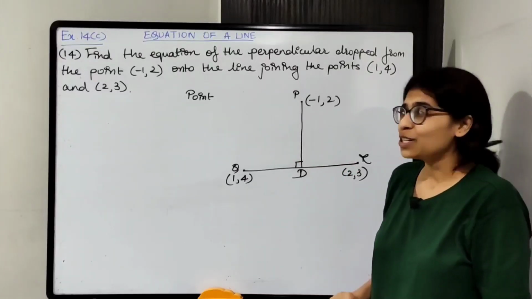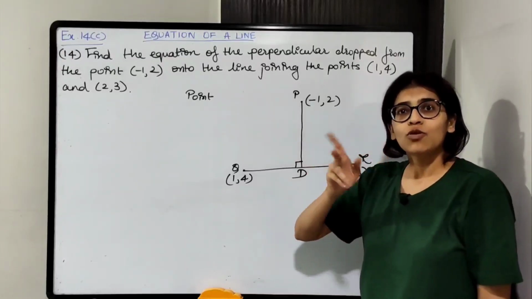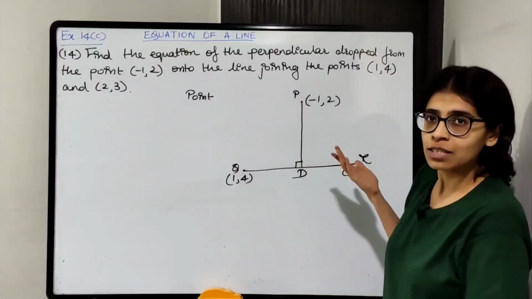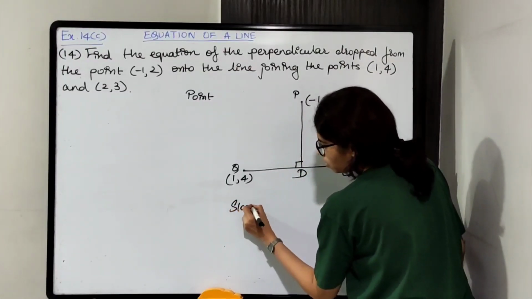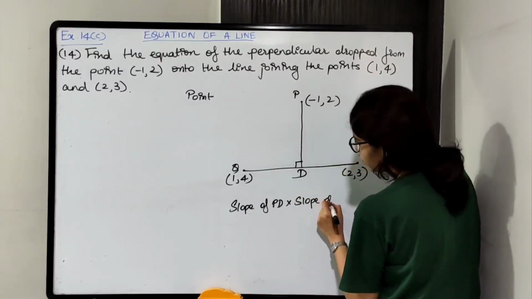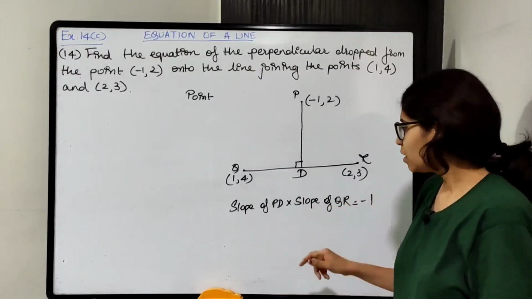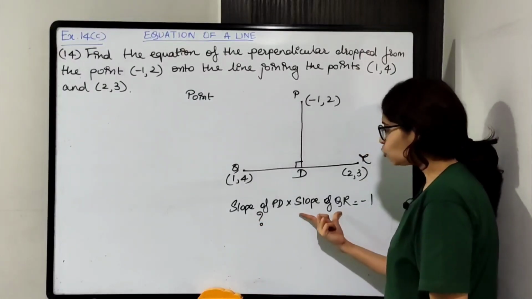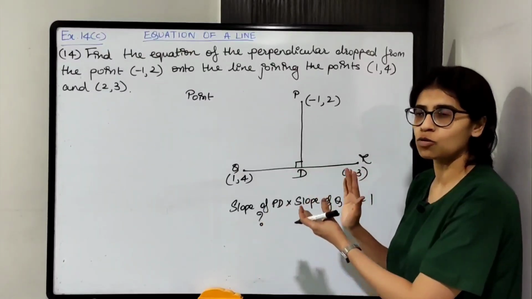So PD and QR, the product of the slopes of both these lines is -1 because they are perpendicular lines. So for perpendicular lines, product of the slopes, that is slope of PD into slope of QR is -1. We need to find slope of PD. For that I need to know what is slope of QR. If I get the value of QR, I can just put it over here and find out the slope of PD.